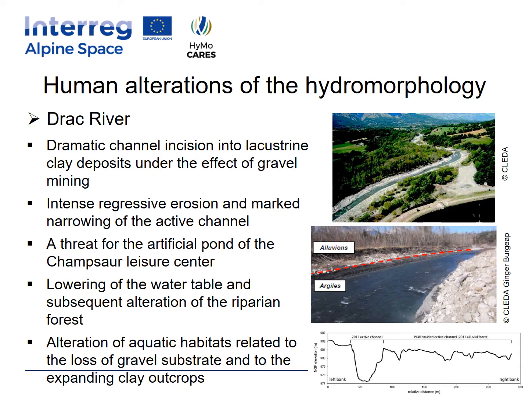These morphological changes had dramatic consequences. The levee protecting the artificial pond of the Champsaur Leisure Centre was at risk of erosion. The lowering of the water table had consequences on riparian forest mortality, and aquatic habitats were highly altered due to the loss of gravel substrate and to the expanding clay outcrops.